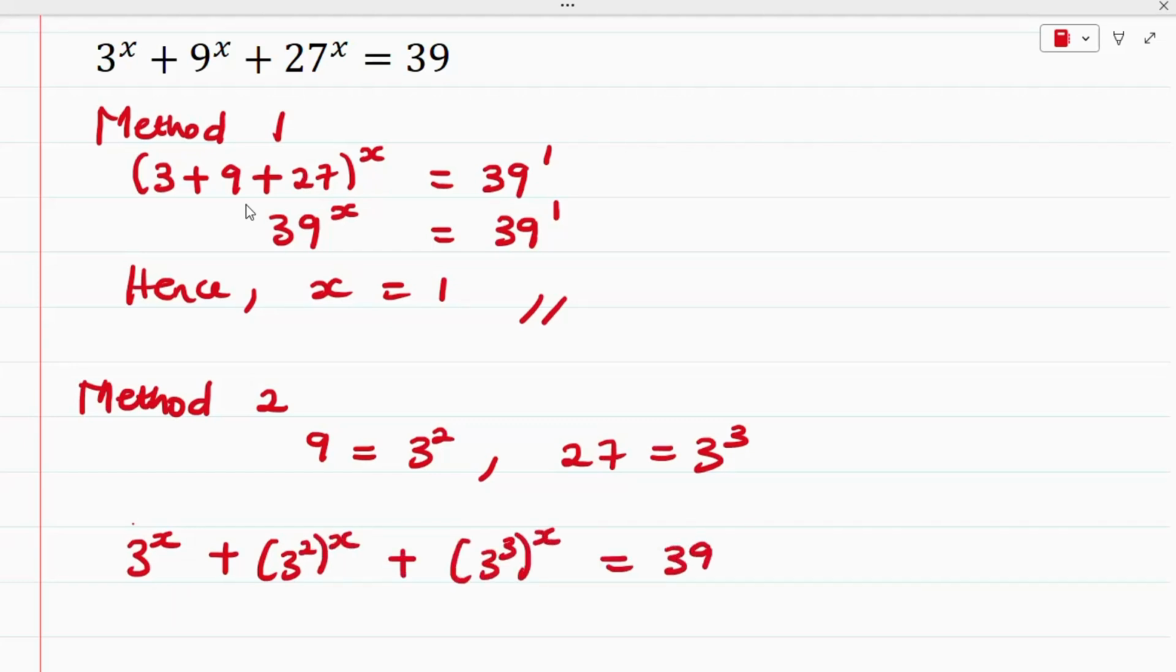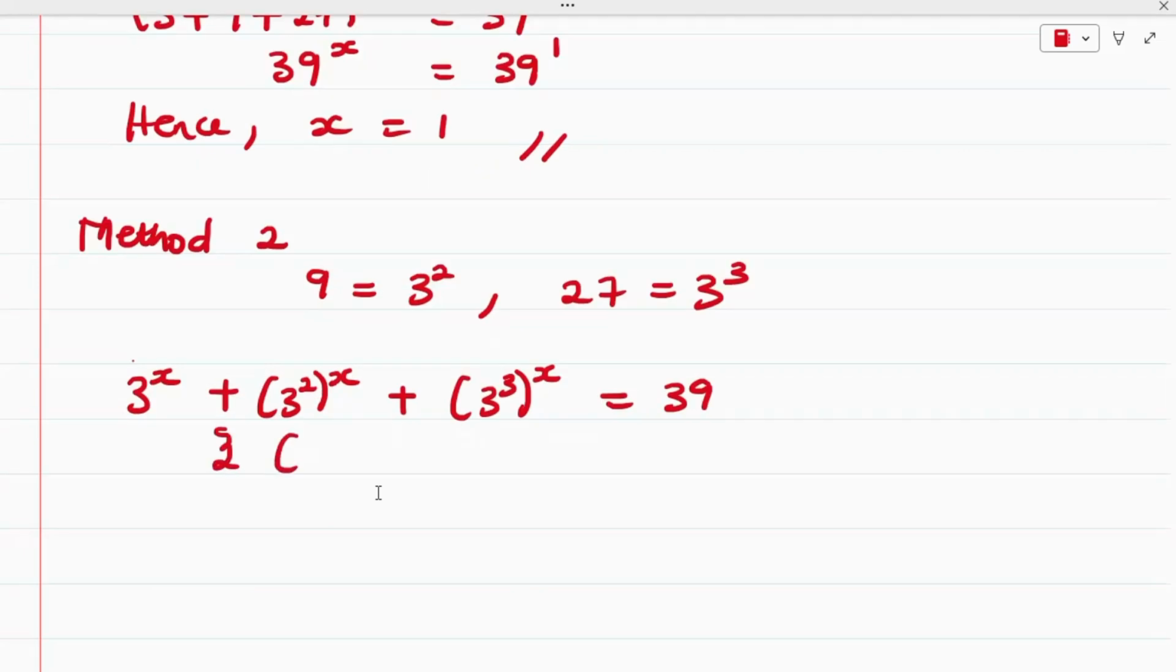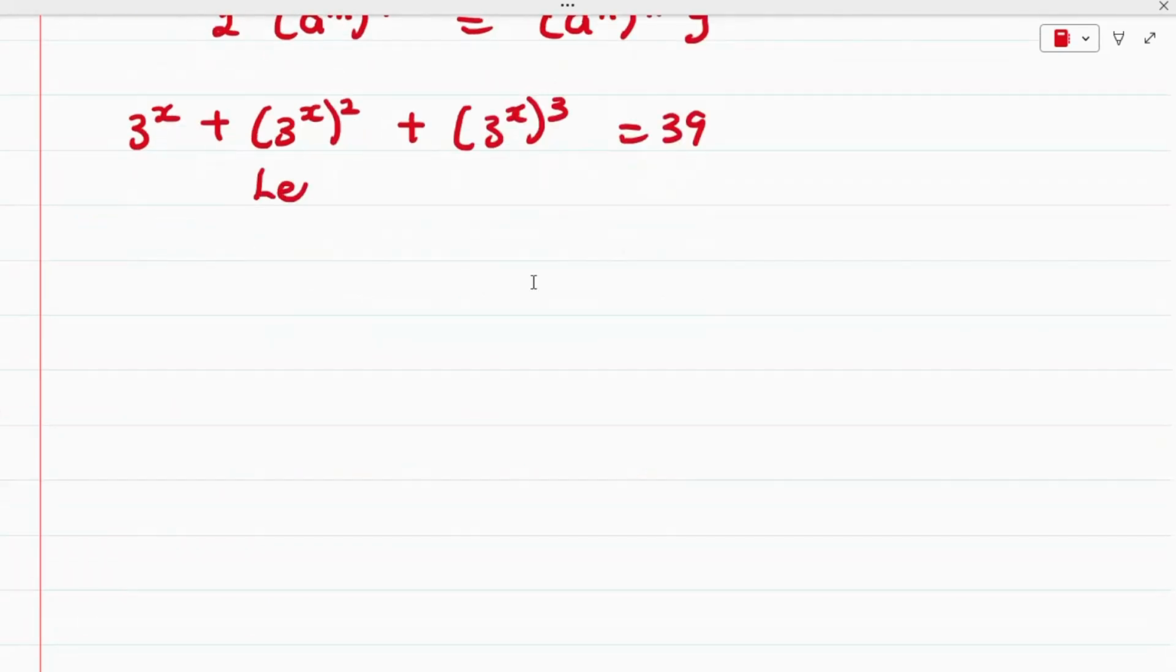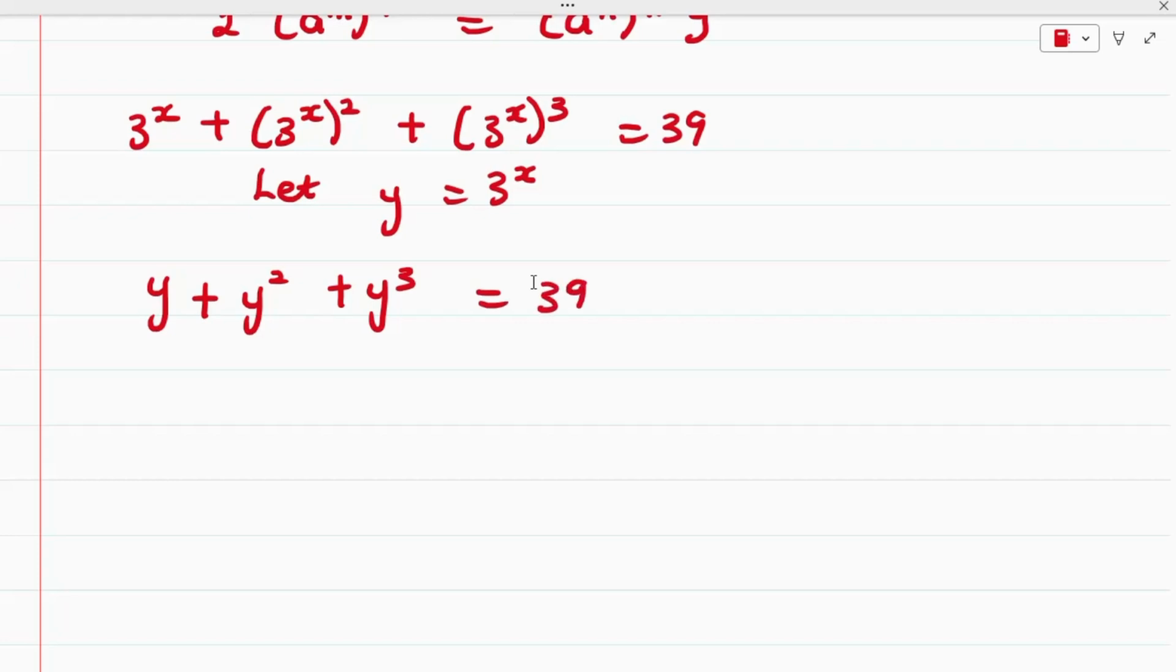is equal to 39. From the property of exponents, if we have a raised to the power of m, all raised to the power of n, this is the same thing as a raised to the power of mn. So expressing this, we have 3 raised to the power of x plus (3 raised to the power of x) all squared plus (3 raised to the power of x) all cubed, and this is equal to 39. From here, let y be equal to 3 raised to the power of x. So we have y plus y squared plus y cubed, and this is equal to 39.